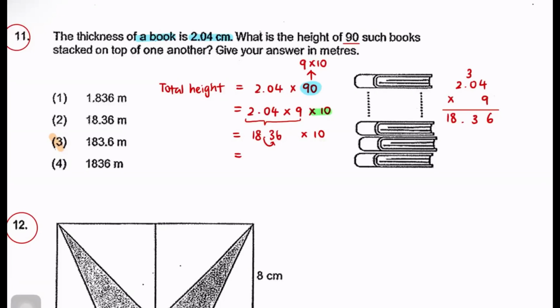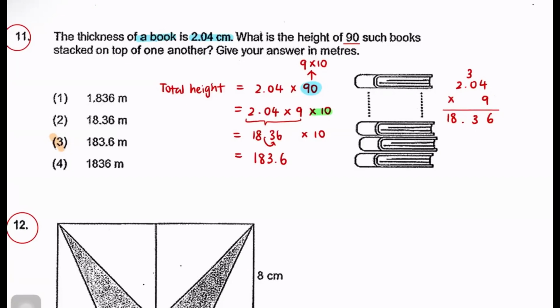So the answer should be 183.6. And what's the unit? What's the unit? Really? Is it meters? Yes, they want the answer in meters. So is this correct? This 183.6 is meters or milliliters? Where did milliliters come about?